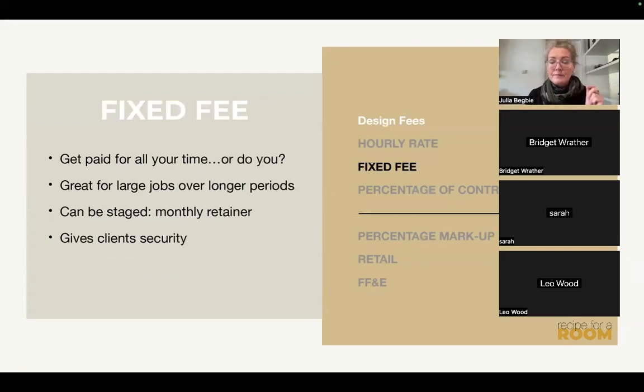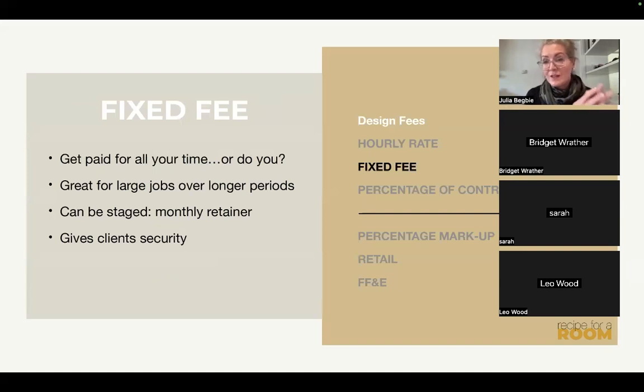Now, next up, we have a fixed fee. Now, fixed fee was usually based on the hourly rate. There are two types of fixed fee, and I'm talking about one in particular.